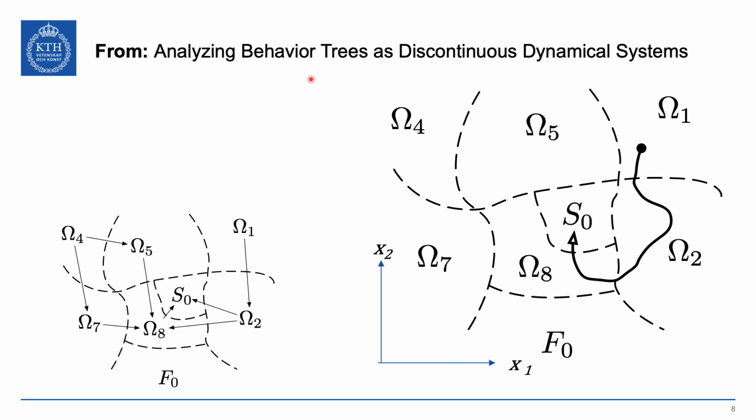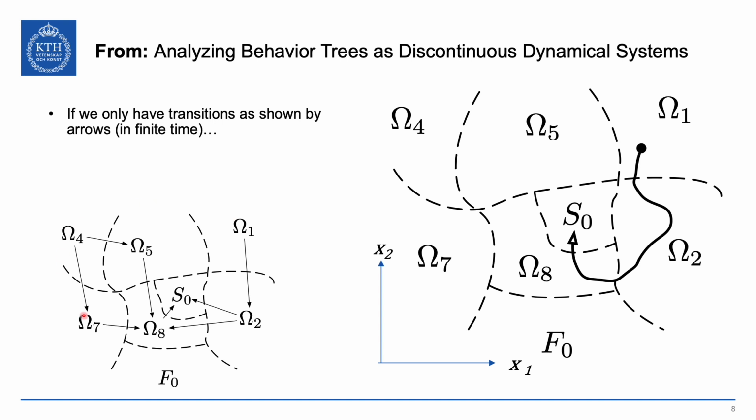And this is another video, analyzing behavior trees as discontinuous dynamical systems. There we looked at this in terms of a state space, and we noticed that if we only have transitions as shown in the arrows, so if you're somewhere in this omega-1 set, then we're guaranteed to end up in omega-2, and here we're guaranteed to either end up in the success region or in omega-8, and here we're guaranteed to go to the success region, and so on, according to these arrows.